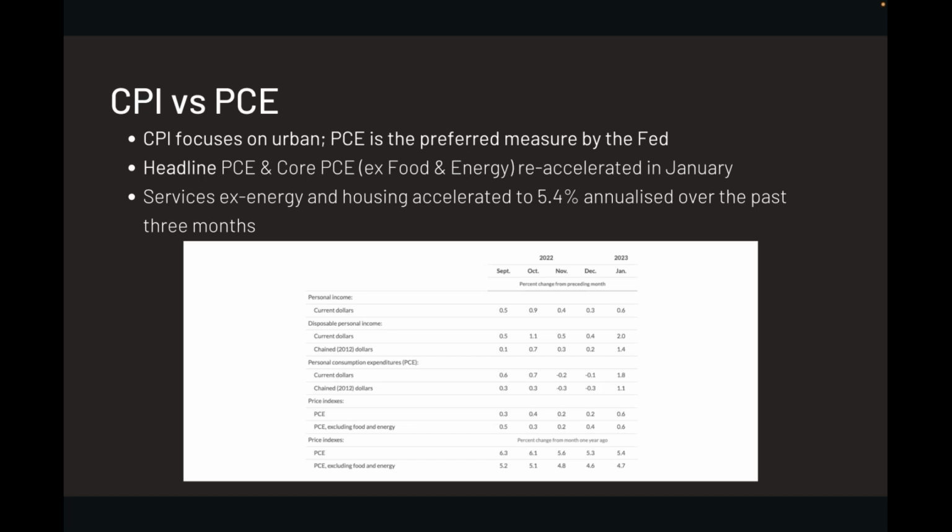Over the past month, actually PCE and core PCE, which excludes food and energy.